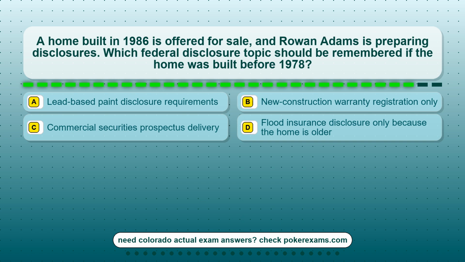Question 21. A home built in 1986 is offered for sale, and Rowan Adams is preparing disclosures. Which federal disclosure topic should be remembered if the home was built before 1978? Option A, LEED-based paint disclosure requirements. Option B, new construction warranty registration only. Option C, commercial securities prospectus delivery. Option D, a flood insurance disclosure only because the home is older.